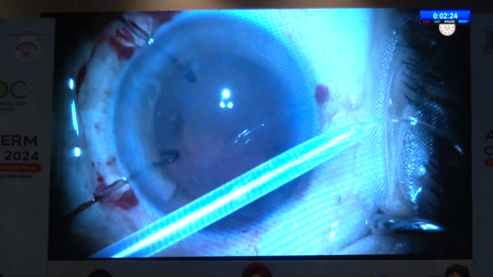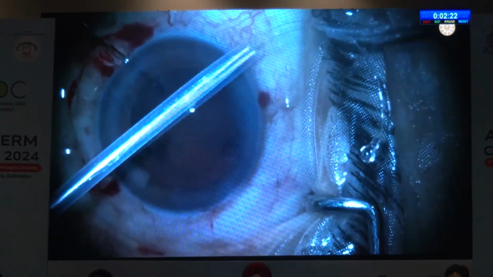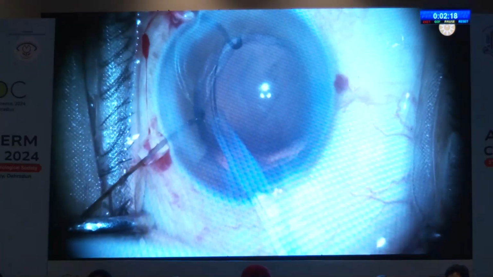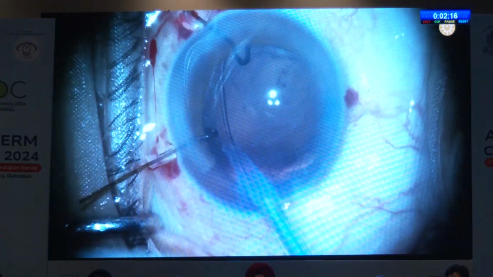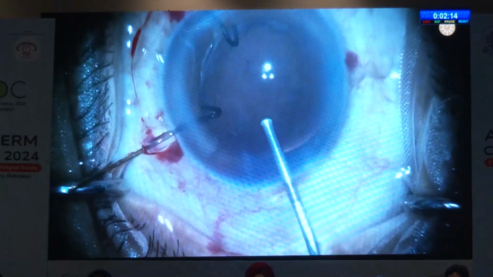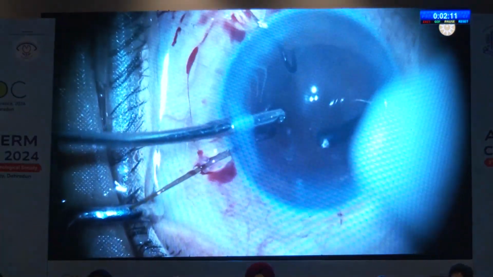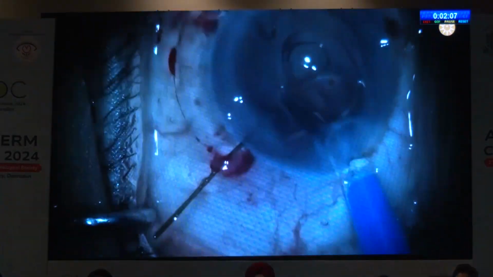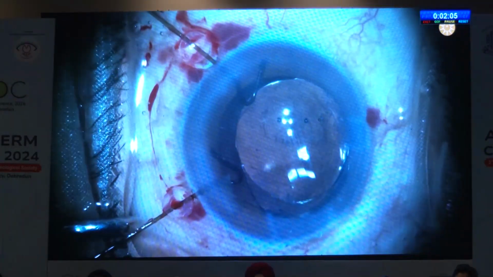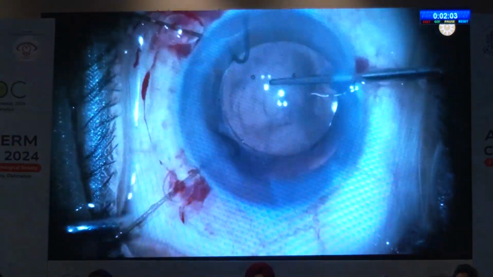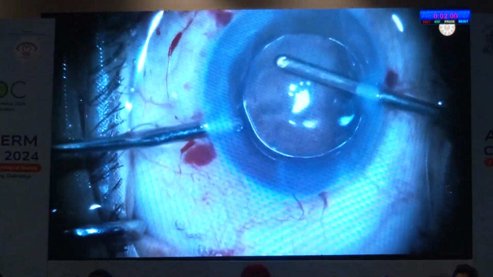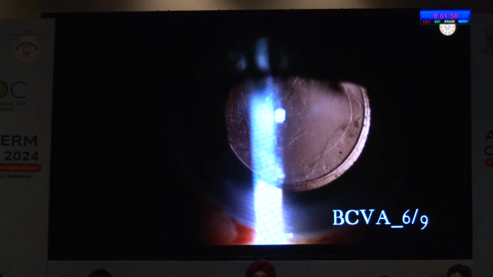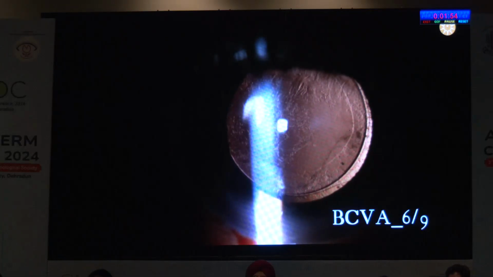In this case, I implanted the CTR with the help of an injector. I noticed a small PCR during I/A without vitreous disturbance. So I implanted the intraocular lens in the bag. Post-operatively, the lens was centered with BCVA 6/9.